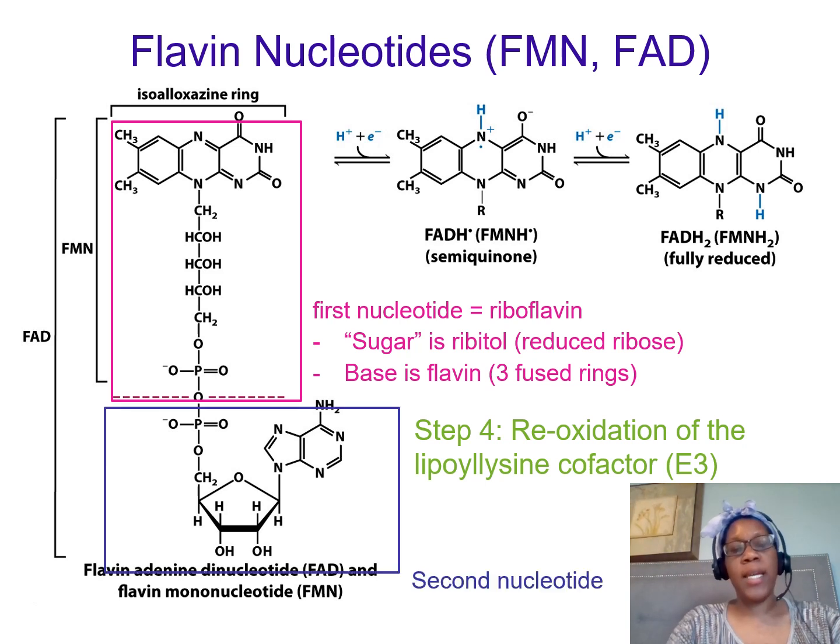The second nucleotide is adenosine monophosphate. So we have our adenine, our ribose, our phosphate, an AMP. If you stick an FMN and an AMP together, you get FAD. And FAD acts as an electron carrier so that we can perform oxidation and reduction reactions.